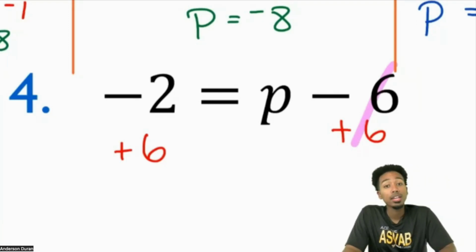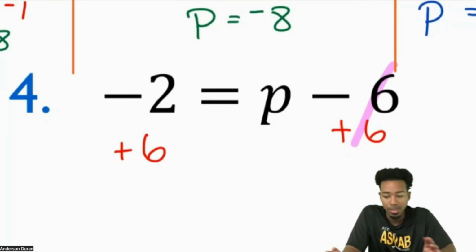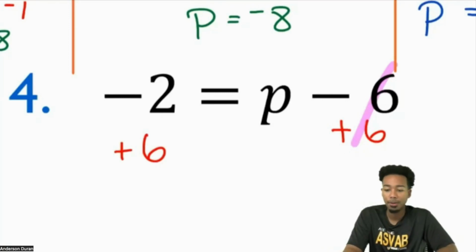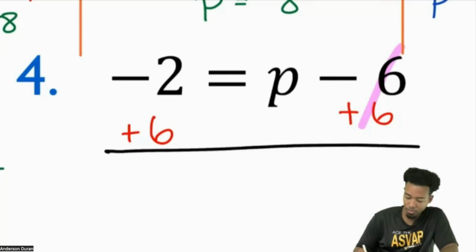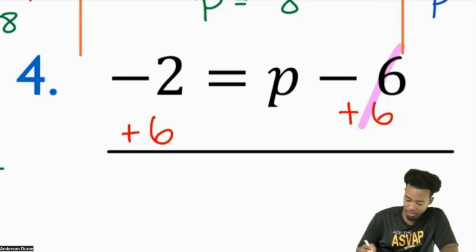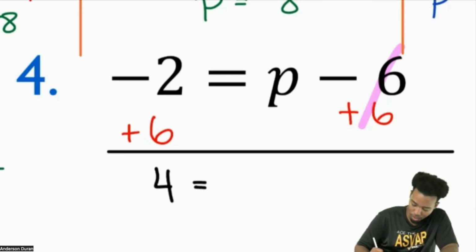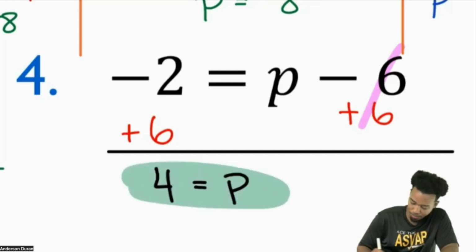And then you have -2 plus 6. -2 plus 6 is the same as 6 minus 2. Same thing. So what's 6 minus 2, everybody? Right, it's going to be 4. 4 equals P. And there you go.